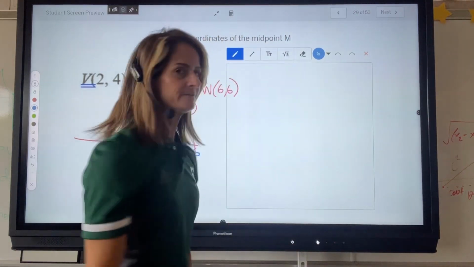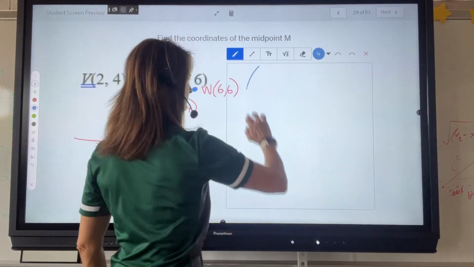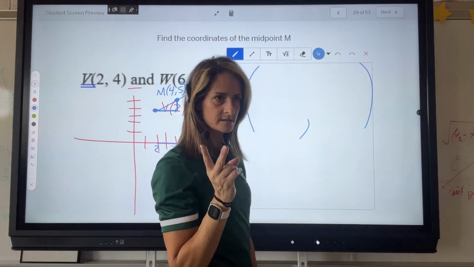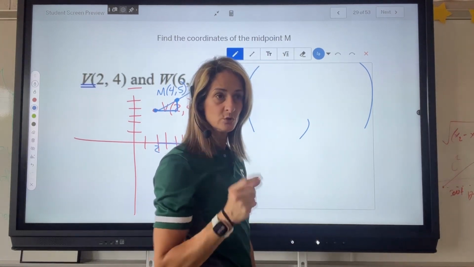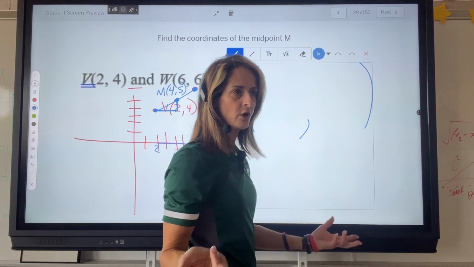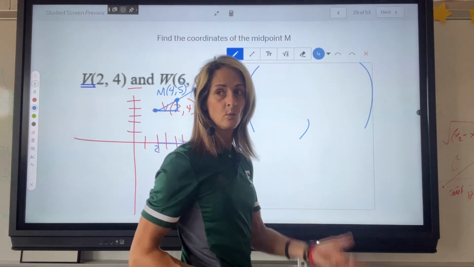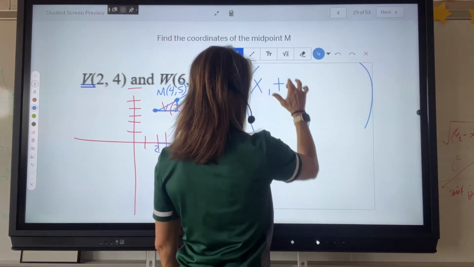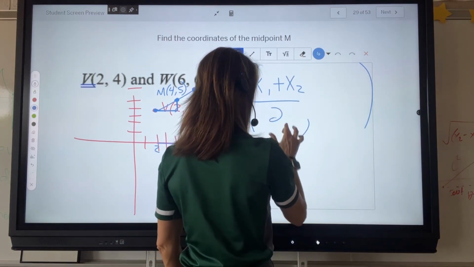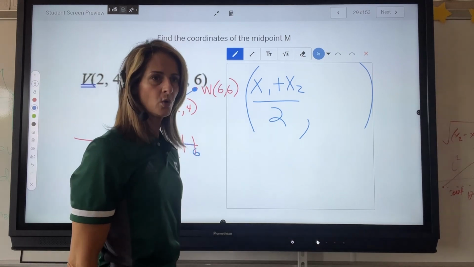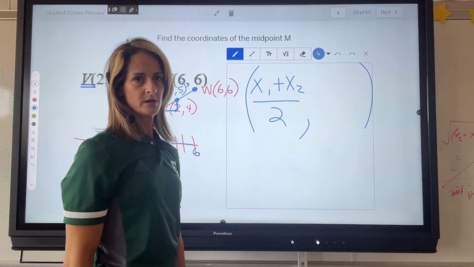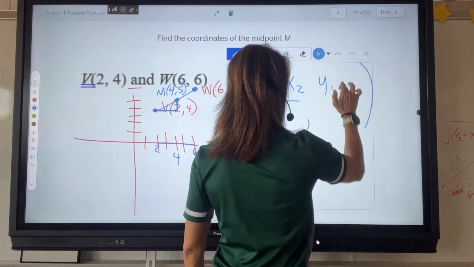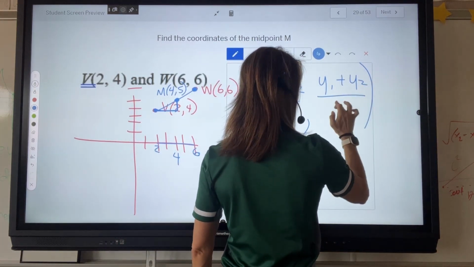So here's what the formula looks like. This is why I just showed you this formula. It's not on a neat formula sheet. We're going to average the x's and average the y's, and we have 2 of each. So I'm just going to call the first one x1 and the second one x2. When I average x1 and x2, I'm going to get the x coordinate of the midpoint. Now I also have to average the y's, y1 and y2: add them up and divide by 2.